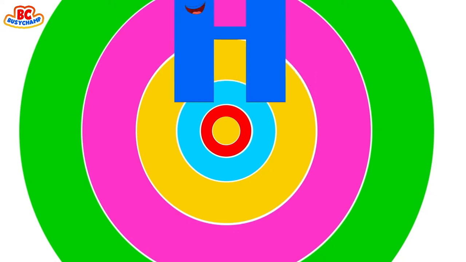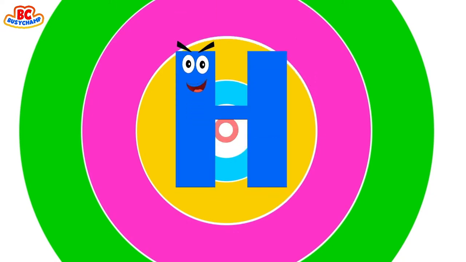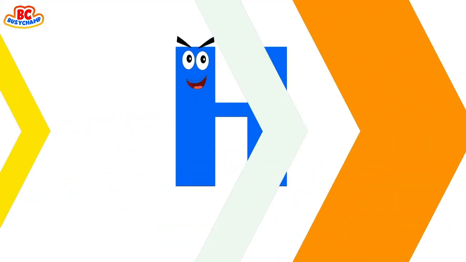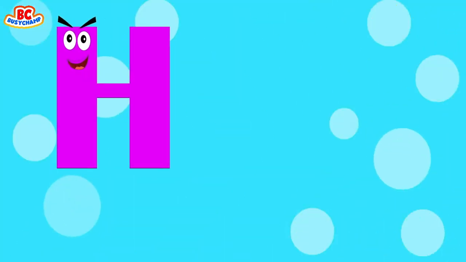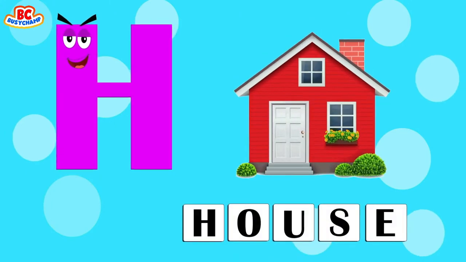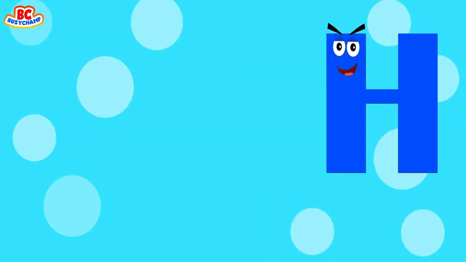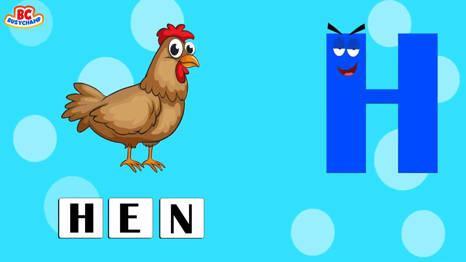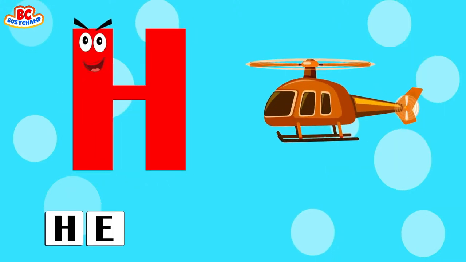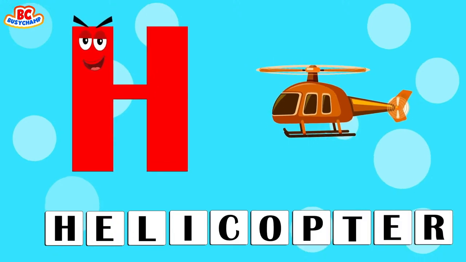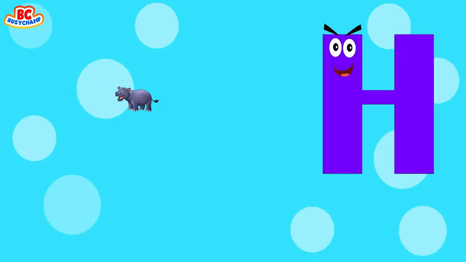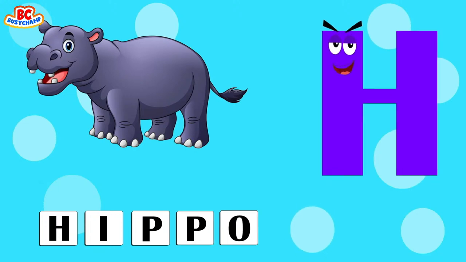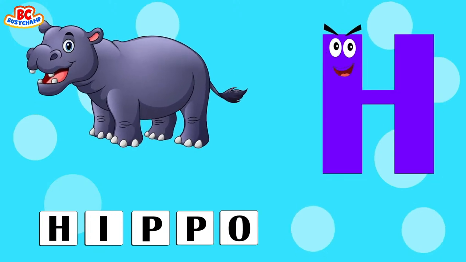Here comes the letter H. H is for house, h, h, house. H is for hen, h, h, hen. H is for helicopter, h, h, helicopter. H is for hippo, h, h, hippo.